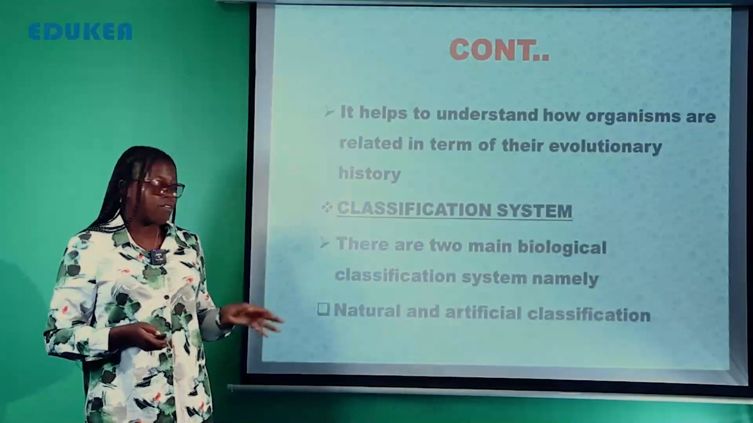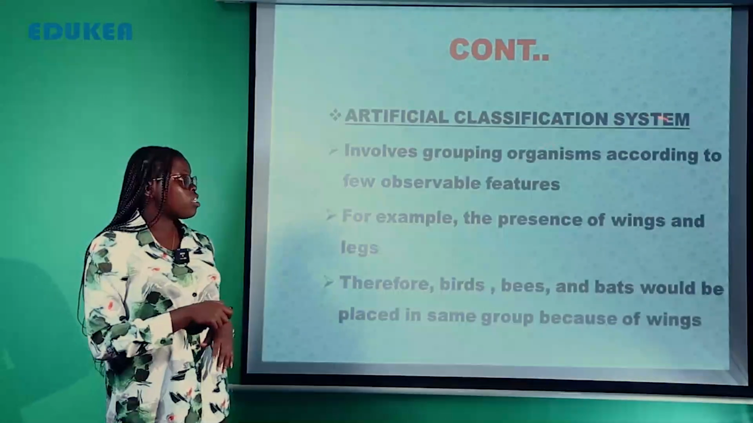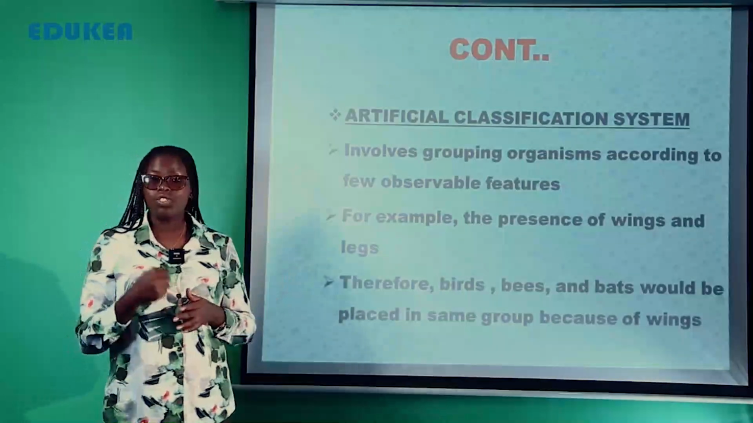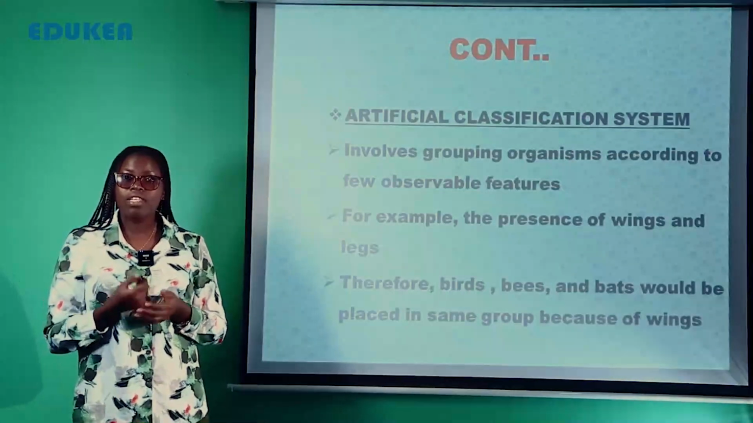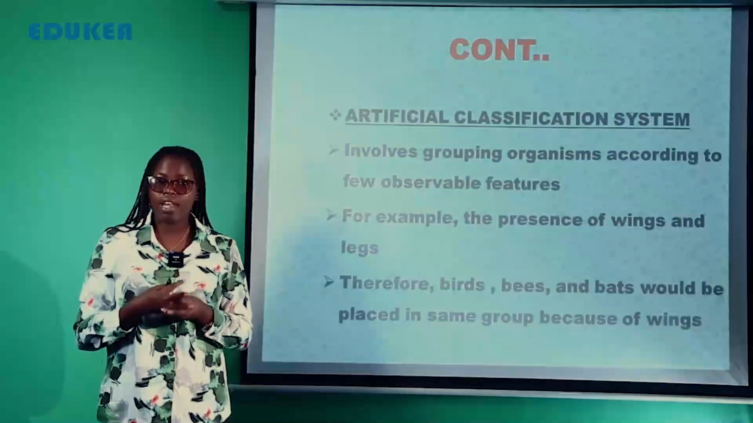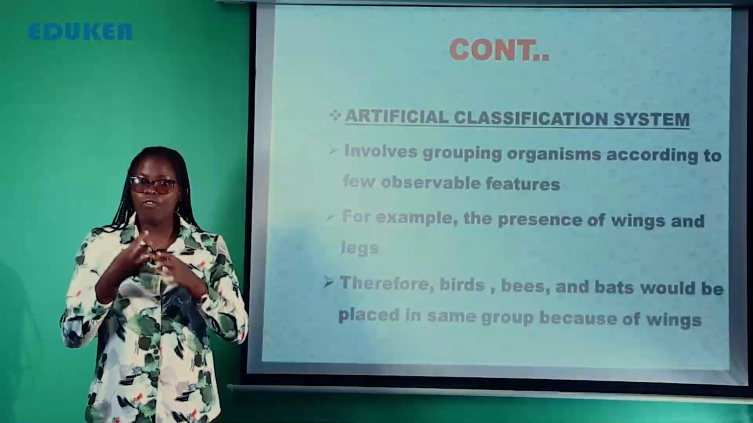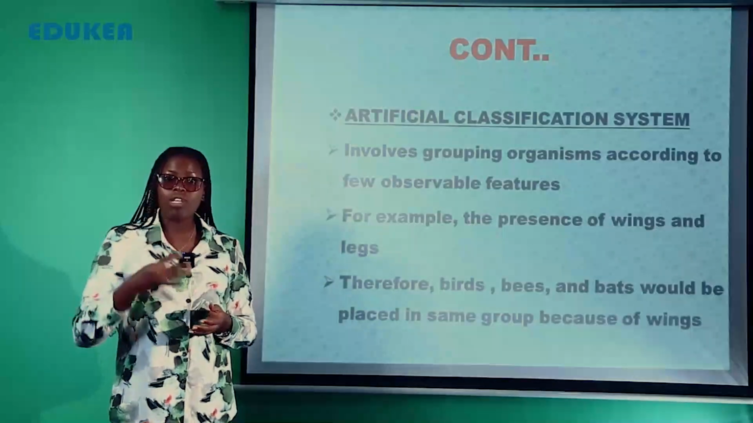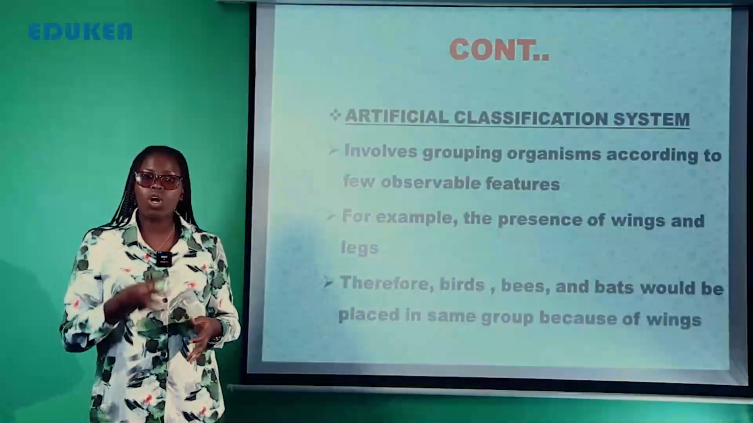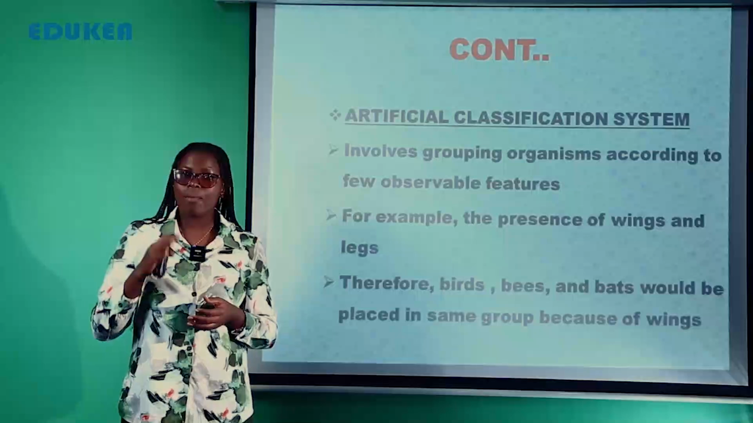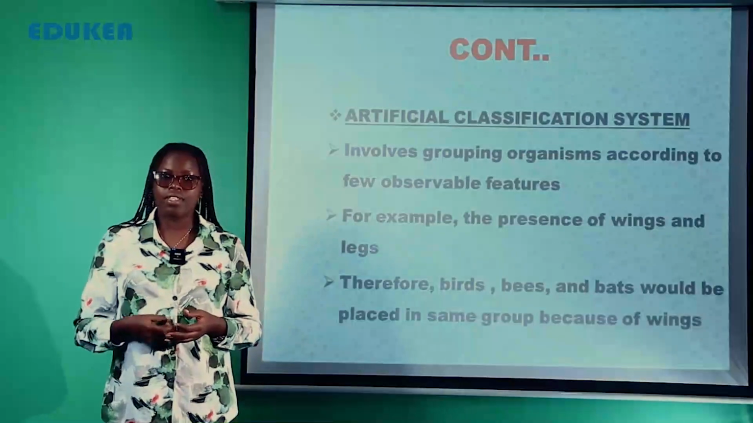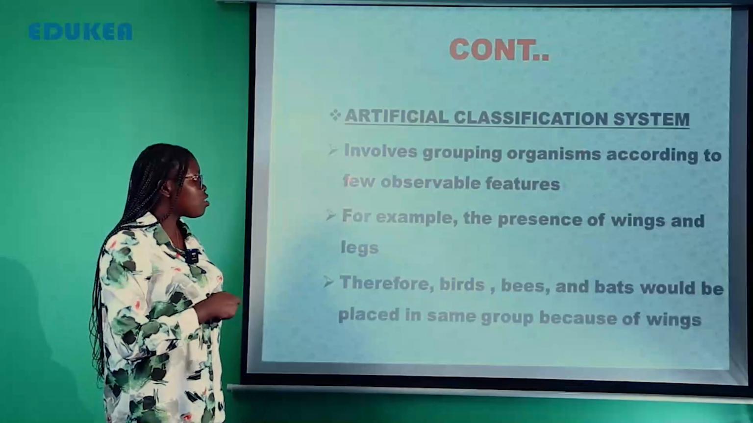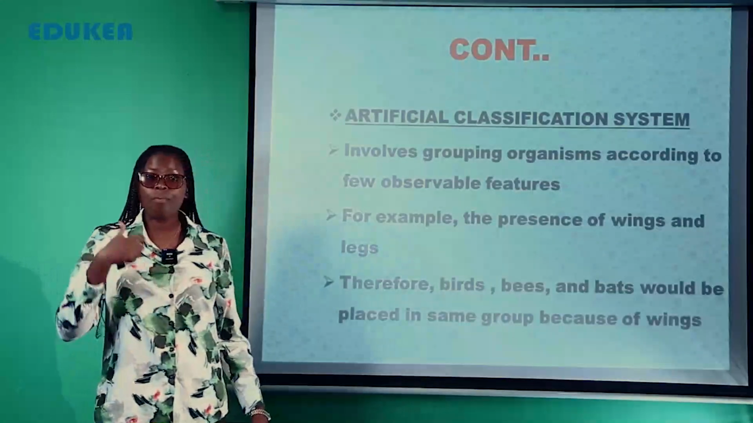So the first one is the artificial classification system. Now when we talk about the artificial classification system, this means the process of grouping organisms based on a few features that they have in common, or based on a few observable features. So here we look at only the few observable or external features that organisms have. It involves grouping organisms according to a few observable features or morphology.